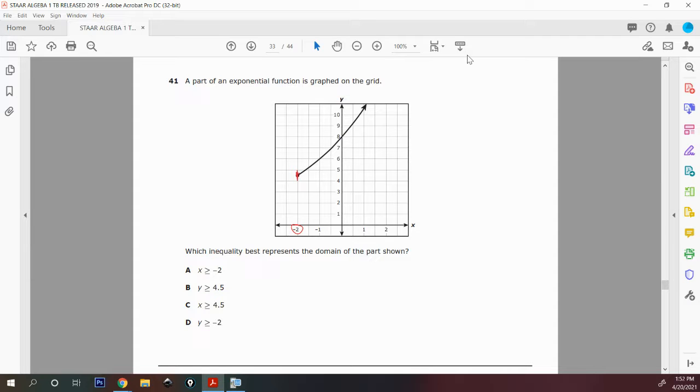So I need a domain of x's. Remember, domain is x's, so get rid of the y's. That says we start at -2 and we go forever. Well, that's A right there because it says greater than -2. So we start at -2, go on forever.